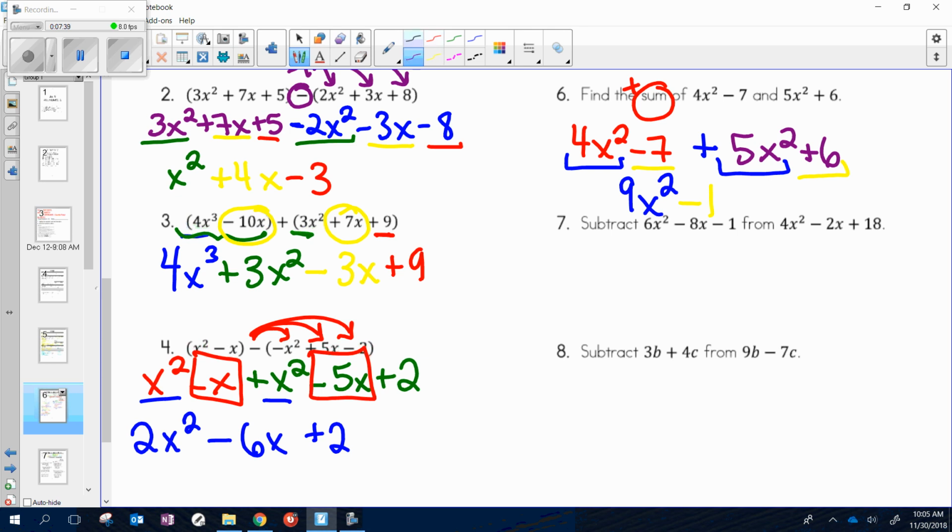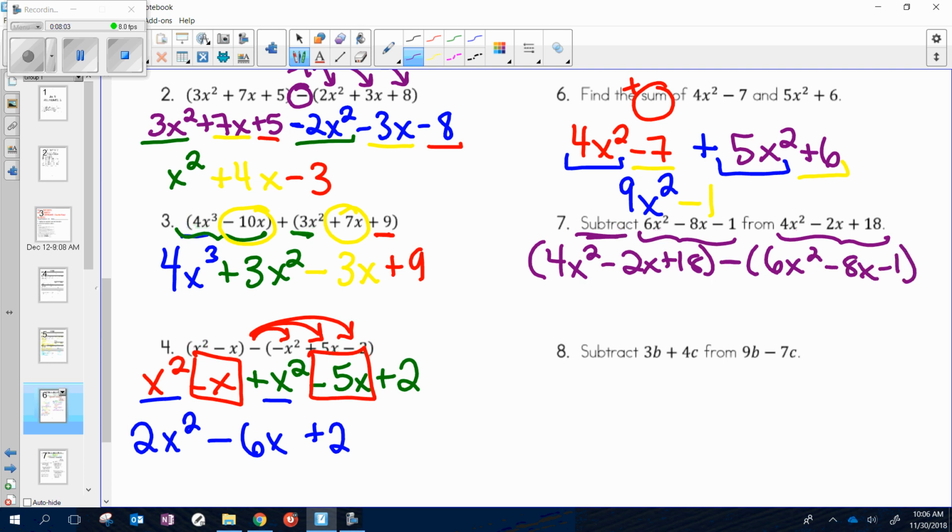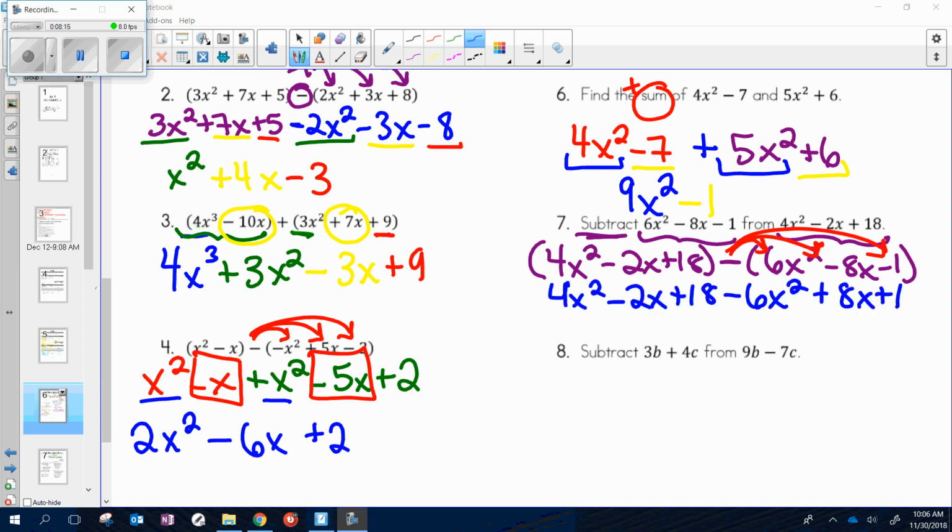Question 7 is now asking us to subtract this first polynomial from the second trinomial. Oh, they're both trinomials. So I'm going to do 4x squared minus 2x plus 18 in parentheses, since we're doing subtraction, minus, and we're doing 6x squared minus 8x minus 1, also in parentheses, because now I need to distribute this negative to each of the terms. So if I was to rewrite this after my distribution, I would get 4x squared minus 2x plus 18 minus 6x squared plus 8x plus 1.